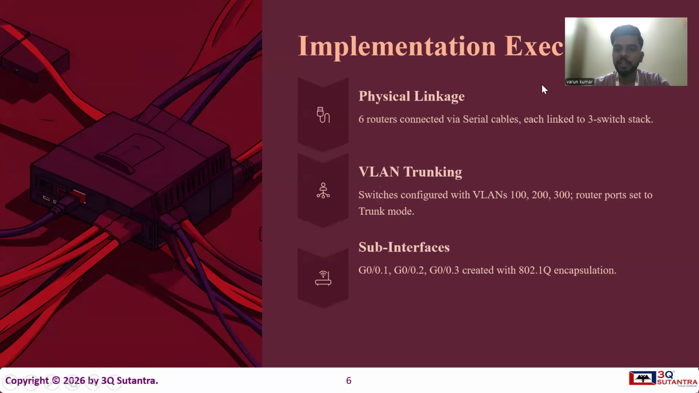The implementation execution: first, physical linkage, VLAN trunking and sub-interfaces. Six routers are connected via serial cables, each linked to a three switch stack. Switches are configured with VLANs 100, 200, 300. Router ports are set to trunk mode. Sub-interfaces Gigabit 0/1, Gigabit 0/2 and Gigabit 0/3 are created with 802.1Q encapsulation.